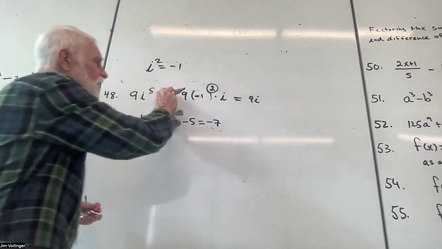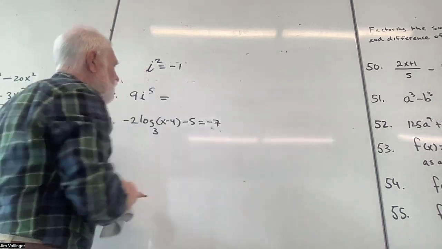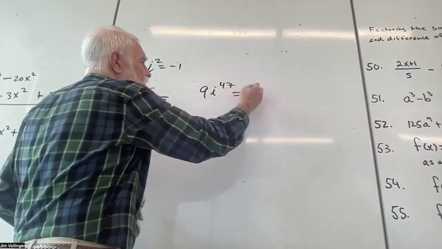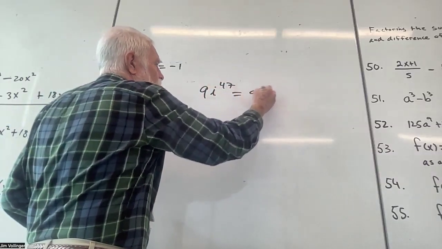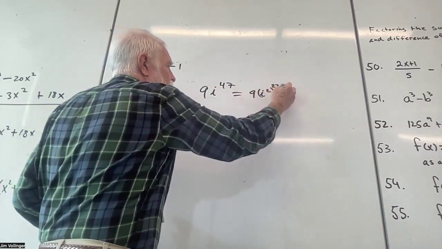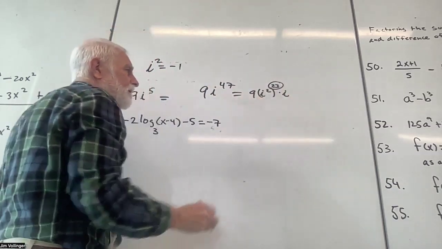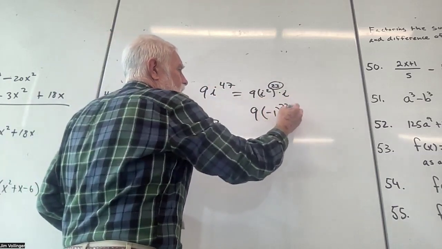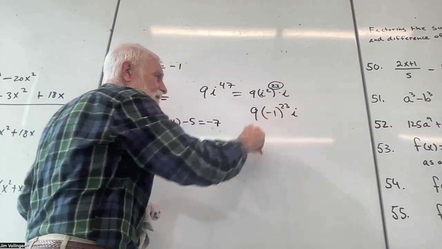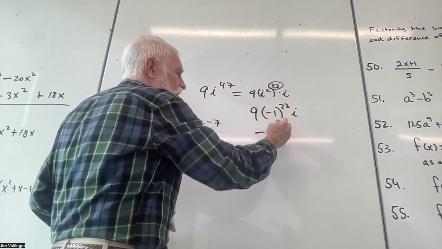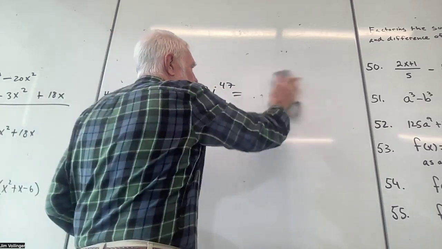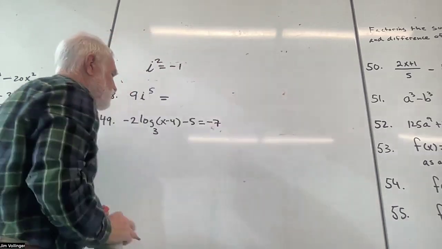All right, let's do one more. Let's do 9i to the 47. I'm seeing that as 9i squared 23 times i. That's odd. So -1 an odd number of times is going to remain negative. So my answer is minus 9i. You can start doing those in your head with practice, where you don't have to write anything down. You just say what the answer is.